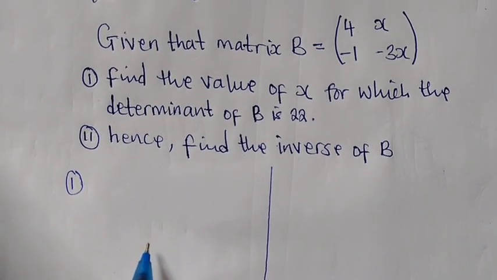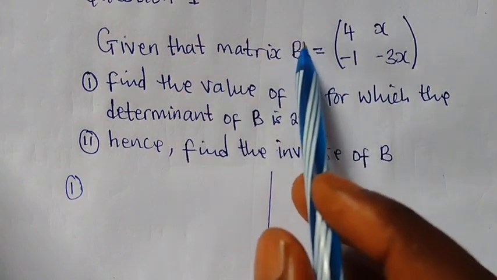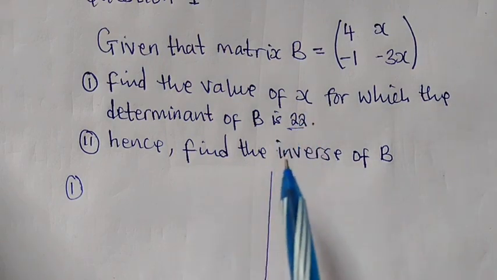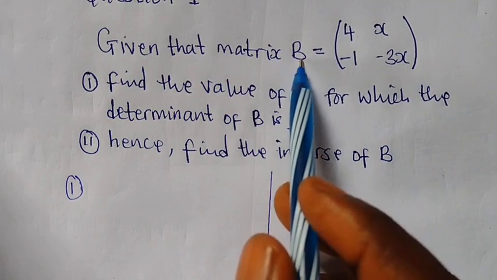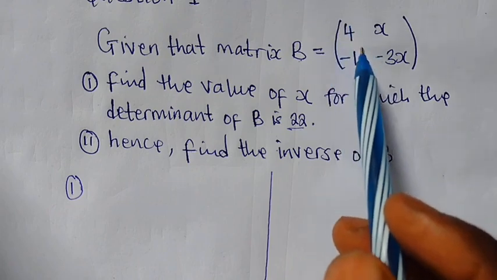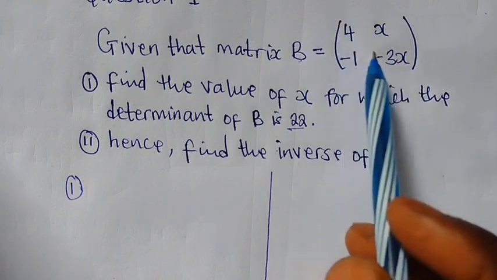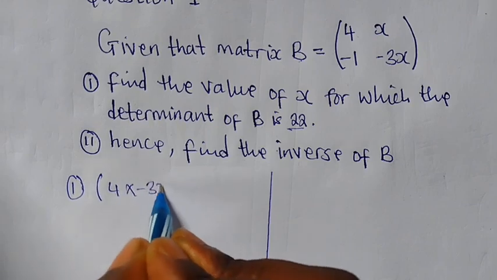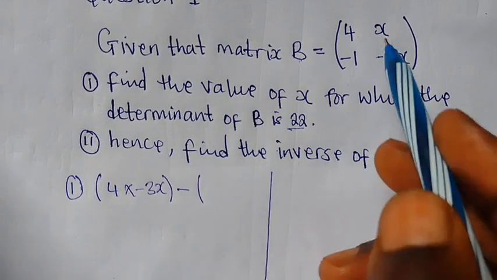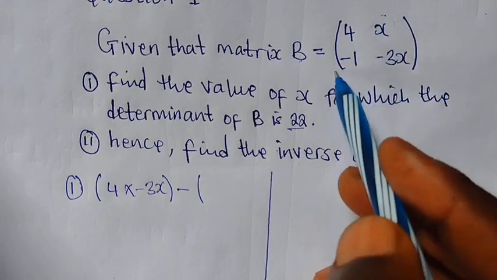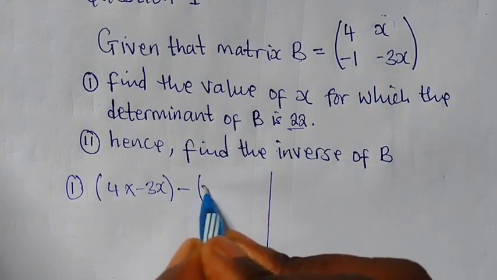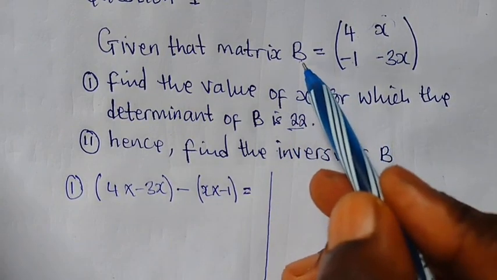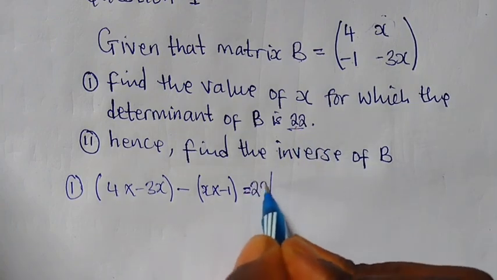We need to find the value of x for which the determinant of this matrix B is 22. So we are going to find the determinant of matrix B. We multiply the major diagonal elements: 4 times negative 3x, then minus the product of the minor diagonal elements, x times negative 1. We equate this to the determinant, which is 22.